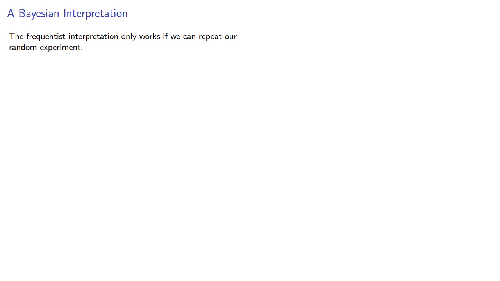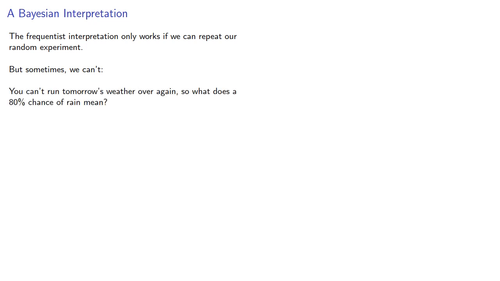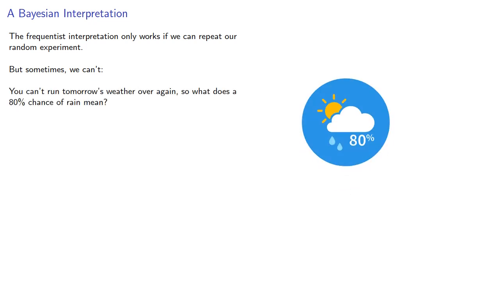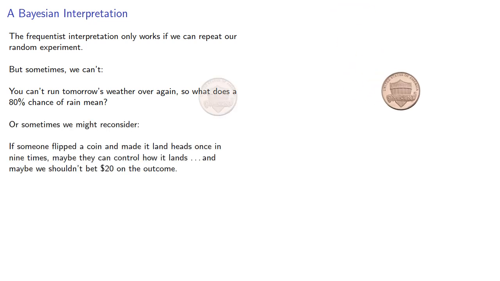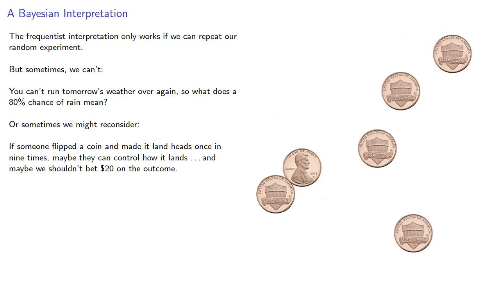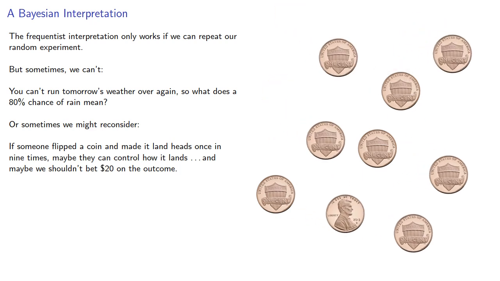The frequentist interpretation really only works if we can repeat our random experiment, but sometimes we can't. You can't run tomorrow's weather again, so what does an 80% chance of rain mean? Or sometimes we might reconsider. If someone flipped a coin and made it land heads once in 9 times, maybe they can control how it lands, and maybe we shouldn't bet $20 on the outcome.